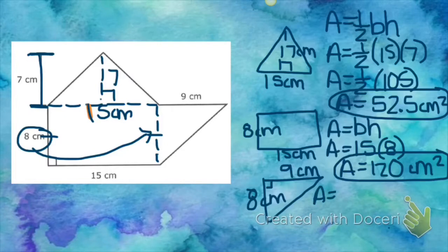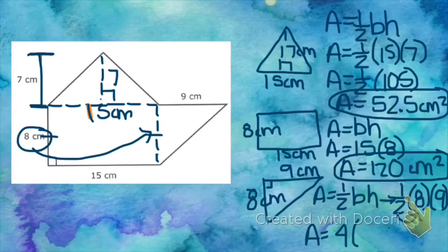So for a triangle, I know my formula is half of the base times height. So I'm going to go ahead and plug that in this way. That's going to be half of 8 times 9. Then I'm going to go ahead and just take half of 8, because it's a nice, pretty number to take half of. Then I know that my area is going to be 4 times 9. And that is going to give me an area of 36 centimeters squared. And I'm going to circle that, if it will let me.